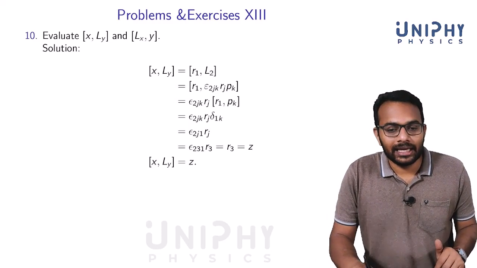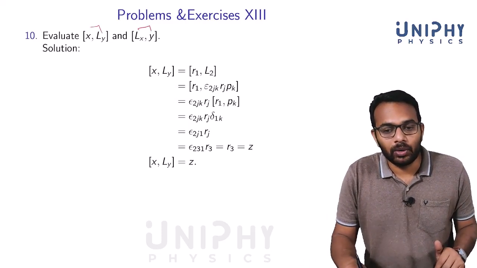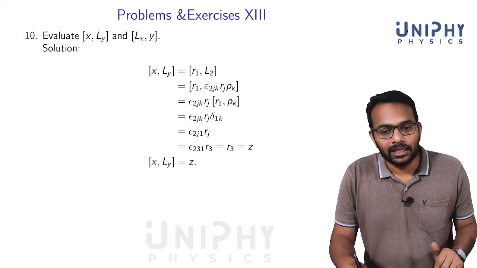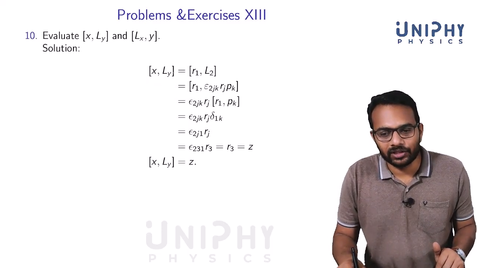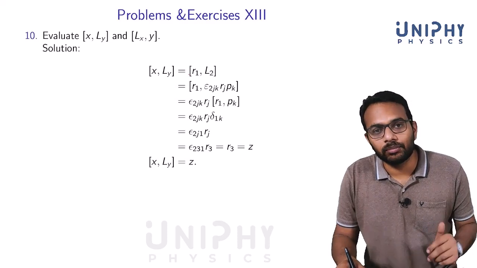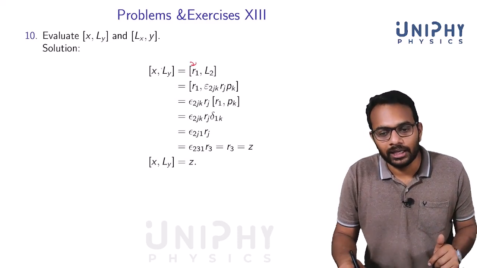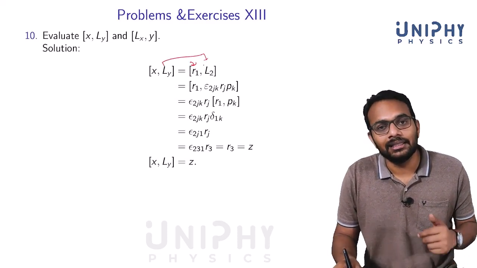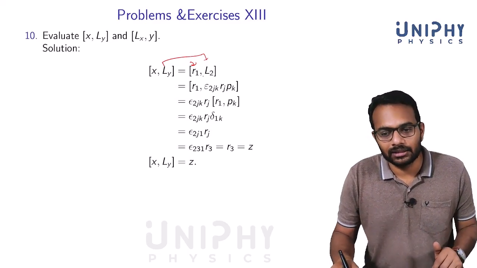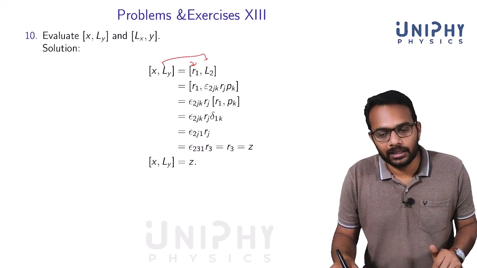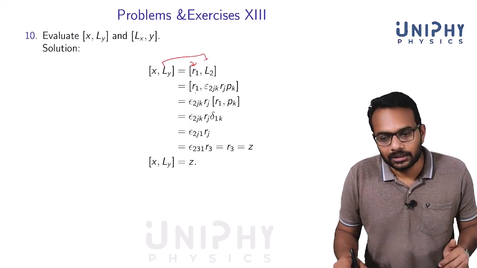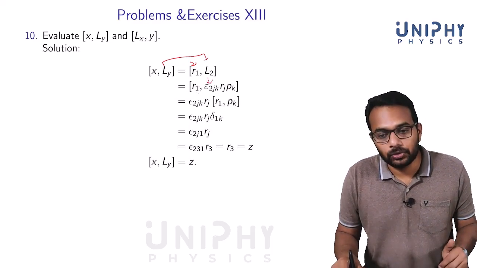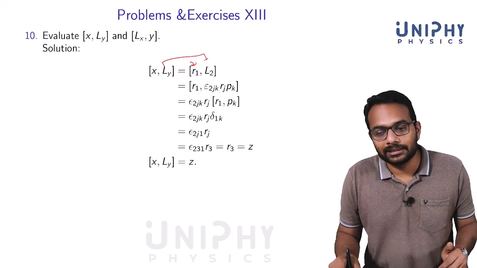Here we have x with Ly and Lx with y. So this x with Ly, I'll write in a slightly different form. This x I call the first component of the r vector, so this is r1, and this Ly is the second component of the L vector, that I write as L2, just for convenience. So this is r1, what's L2? L2 is epsilon 2jk rj pk.